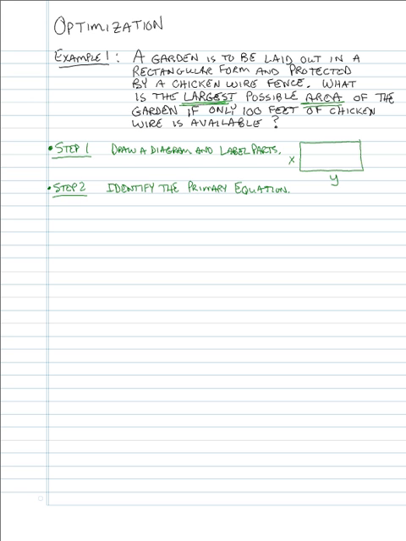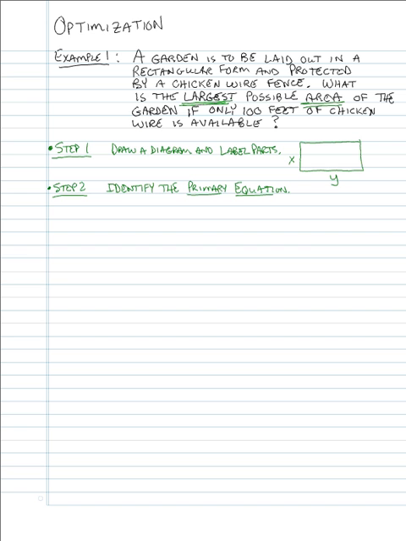And so as soon as we hear largest, we're thinking maximum. And as soon as we hear area, that's what we're trying to maximize. So we're always looking for these keys. What is it we're trying to maximize, or what is it we're trying to minimize? And in the case here, we're trying to maximize an area. So the primary equation is an area equation in this case.